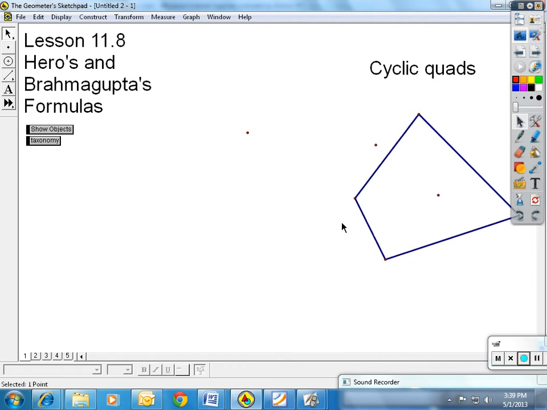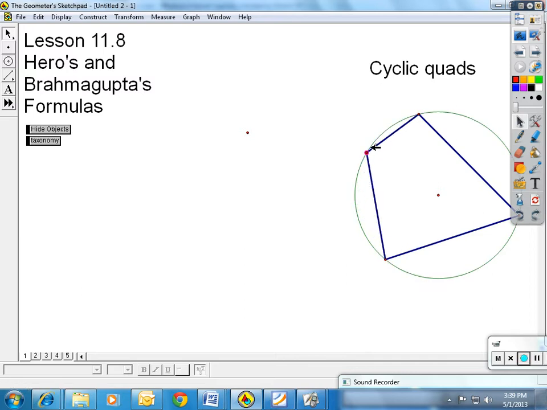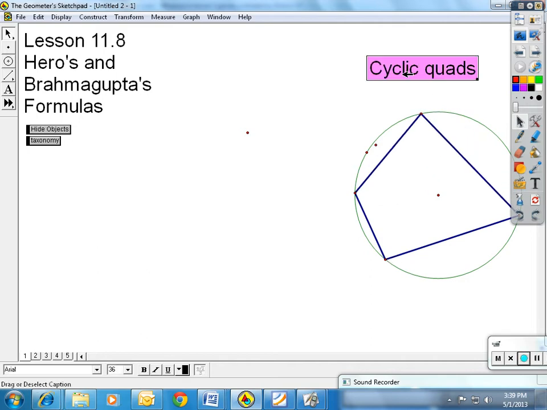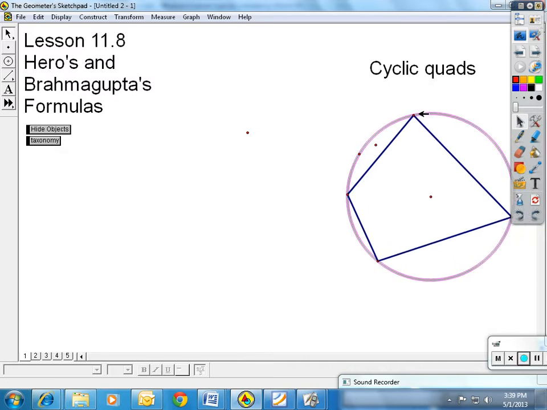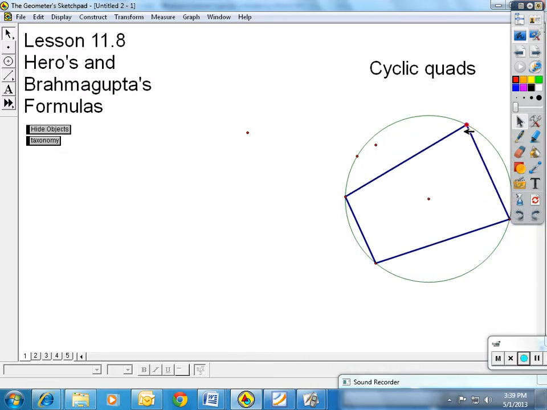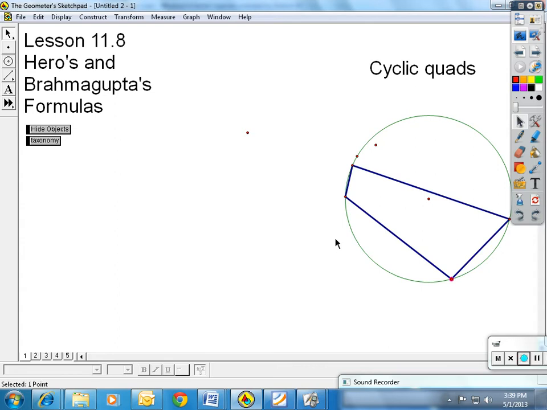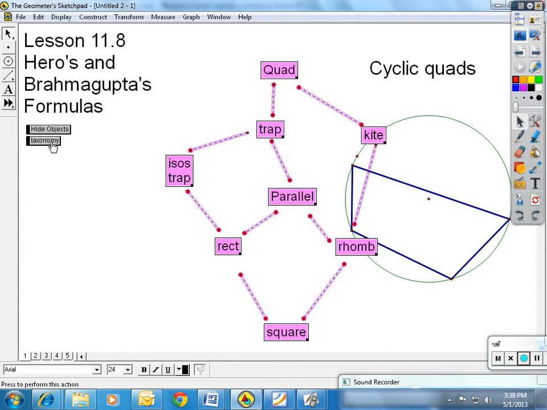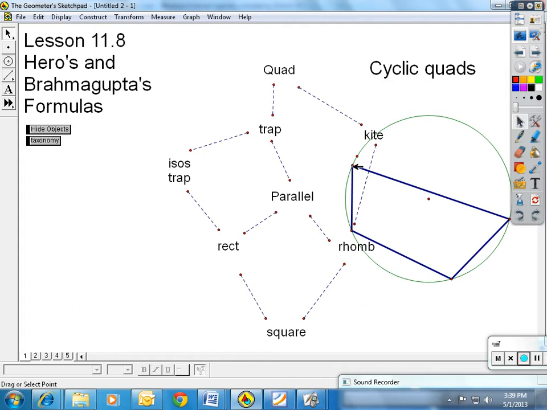Maybe you noticed that it is inscribed in a circle. You can see how those sides are reacting as I pull them around. And that's what we call a cyclic quad. A cyclic quad is a quad that is inscribed in a circle. So this is a cyclic quad. Okay? So this belongs in our taxonomy. Where would this belong in our taxonomy?